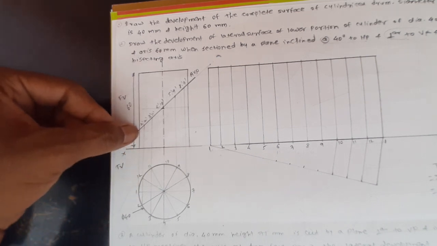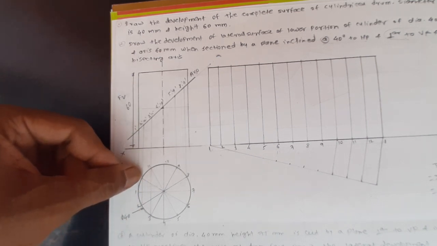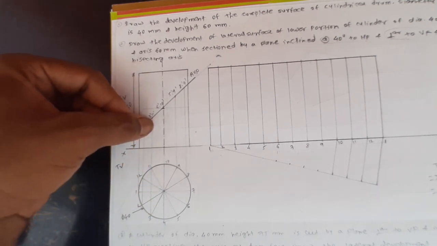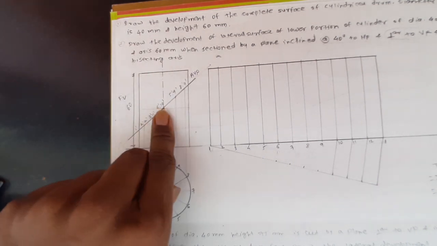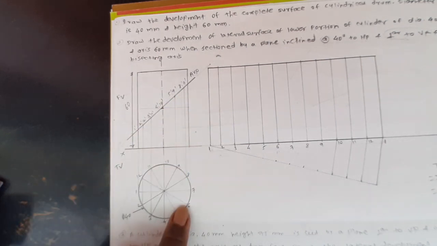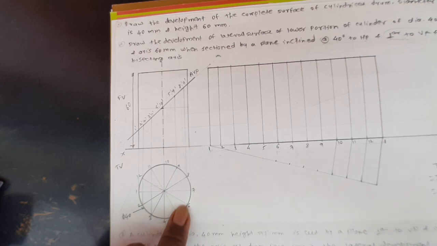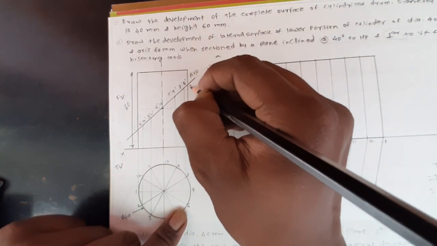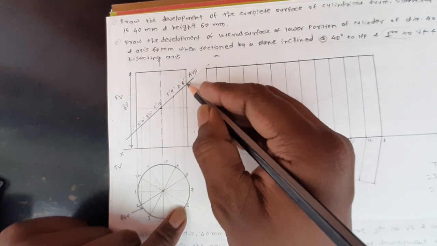So 1, it is 1 dash. Now this is 2 and 12, so it's meeting the line at 2 dash 12 dash, then 3 dash 11 dash, then 4 dash 10 dash, then 5 dash 9 dash, then 8 dash 6 dash. By mistake it is 7 dash, so it is 8 dash 6 dash, and the last one is 7 dash.